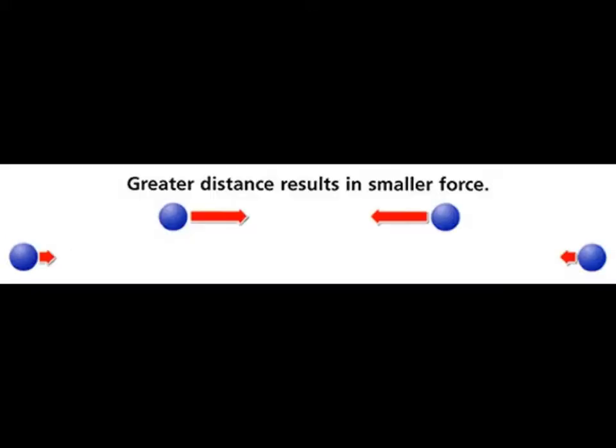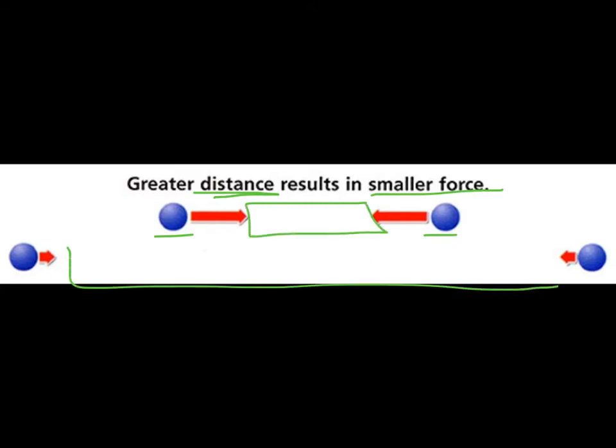When it comes to distance, the greater the distance, the smaller the force. So in this case, if you have two items that are closer together, they're going to have more of a gravitational pull than those that are further away from each other.